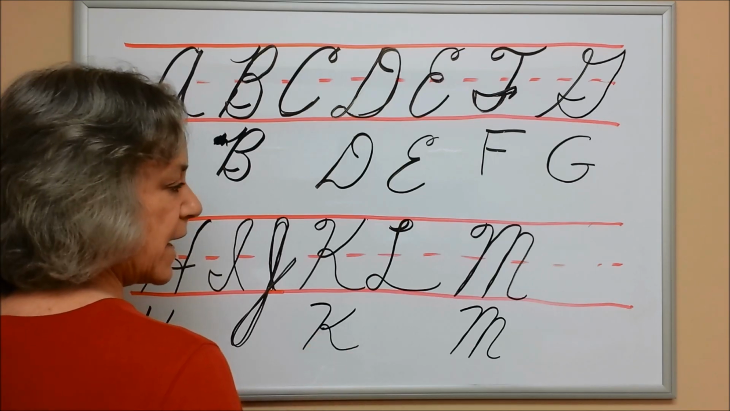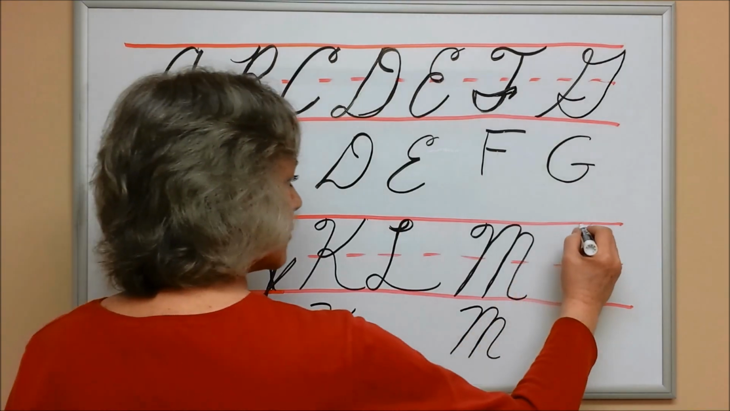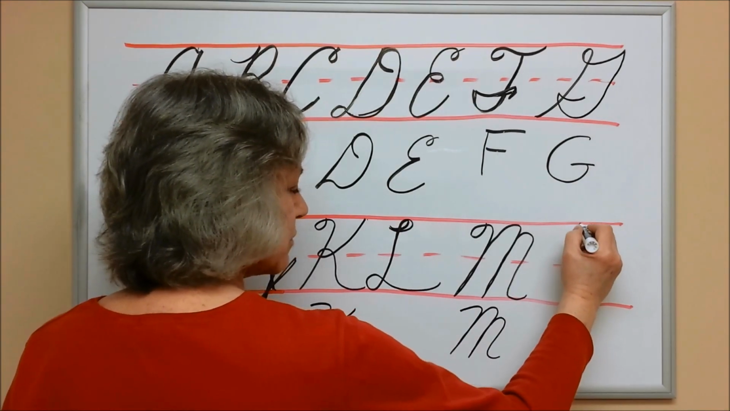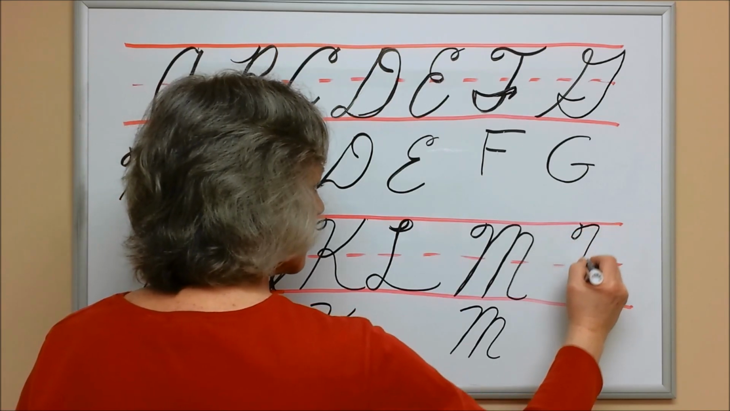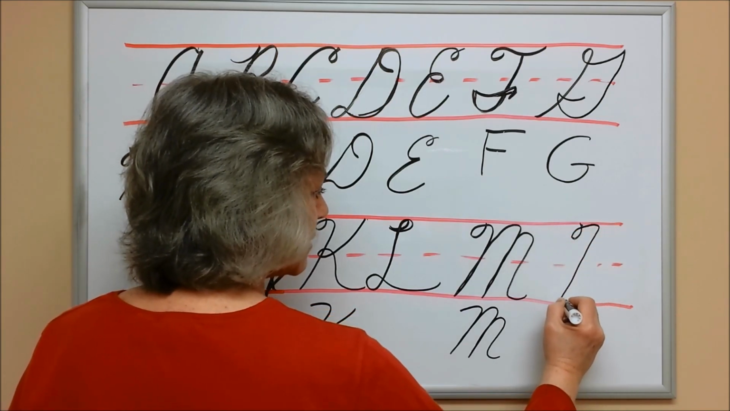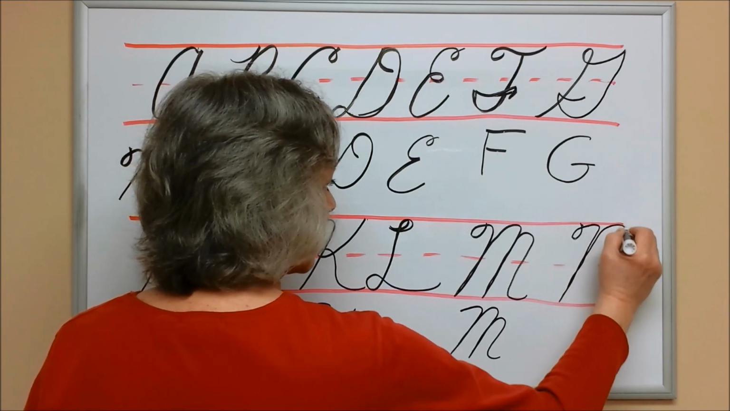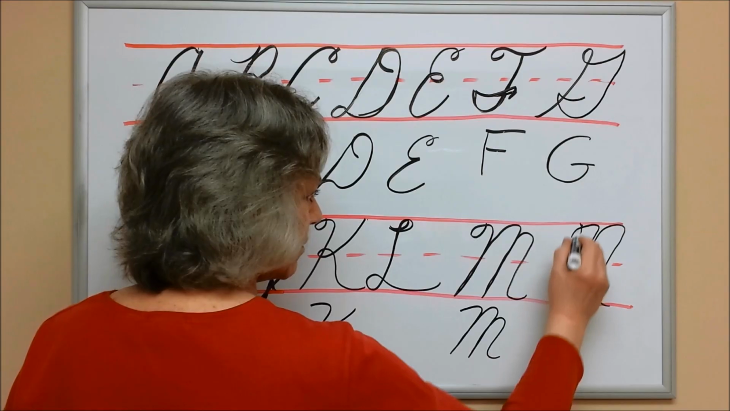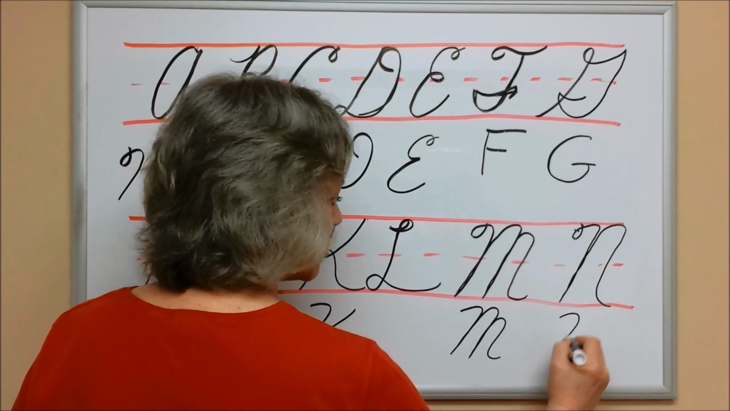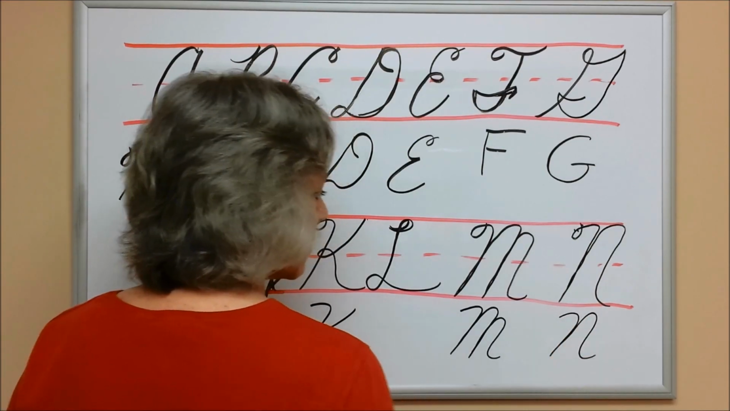Okay. The N is next. Just like the printed N, the cursive N only has one bump. So I curve, come down on my slant, go back up, and finish it. And of course, without the loop here, I would just do something like this. Okay?